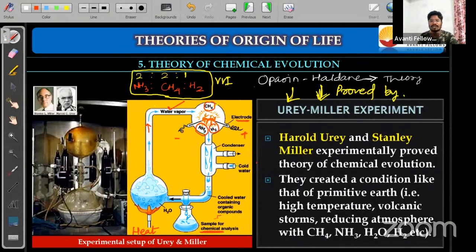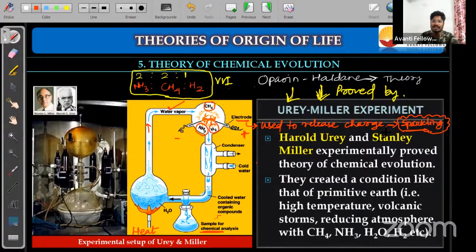This positive electrode and negative electrode were used to release charge. ये electrode का use किस लिए था? It was used to release charge or ions. When opposite charges come in contact with one another, from here sparking was happening, which is similar to the lightning that was happening in the early earth condition.